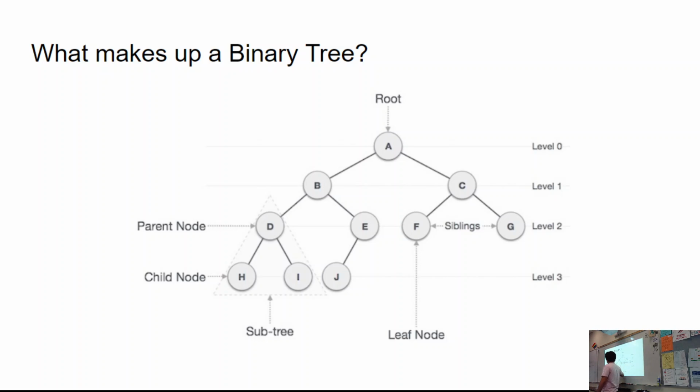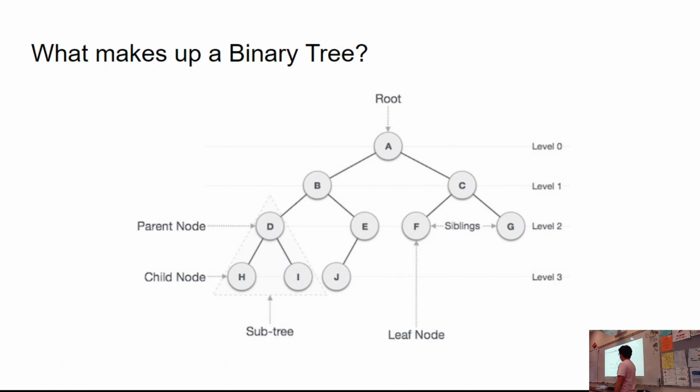We have a little subtree here where we have a parent node. So these are all nodes. D is a parent node to H and I. H and I are the children of D. So every node has children ideally. A is the parent of B and C. B is the parent of D and E. D is the parent of H and I. So these are children to my node D. This is just a subtree because it does represent a tree itself. C is the parent of F and G, but F and G are siblings. They are sibling nodes that have the same parent.